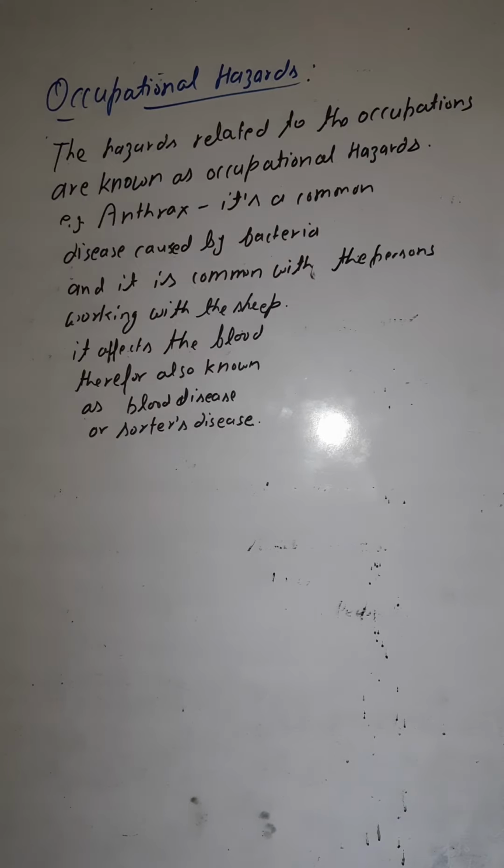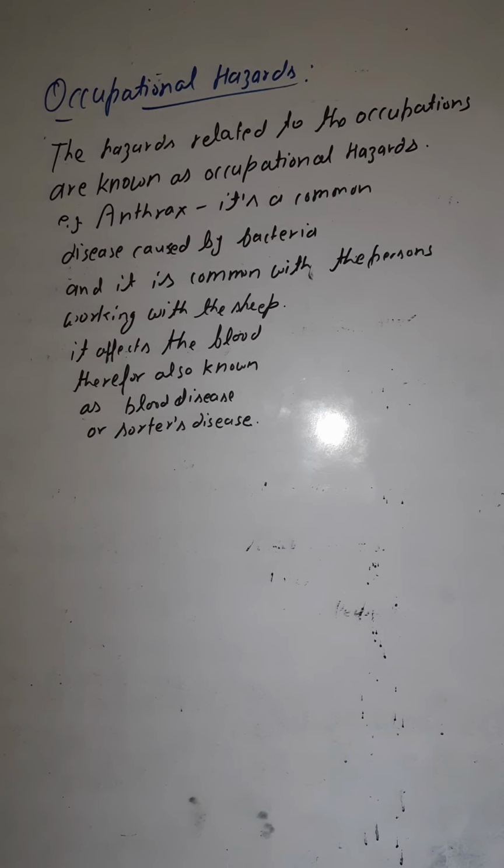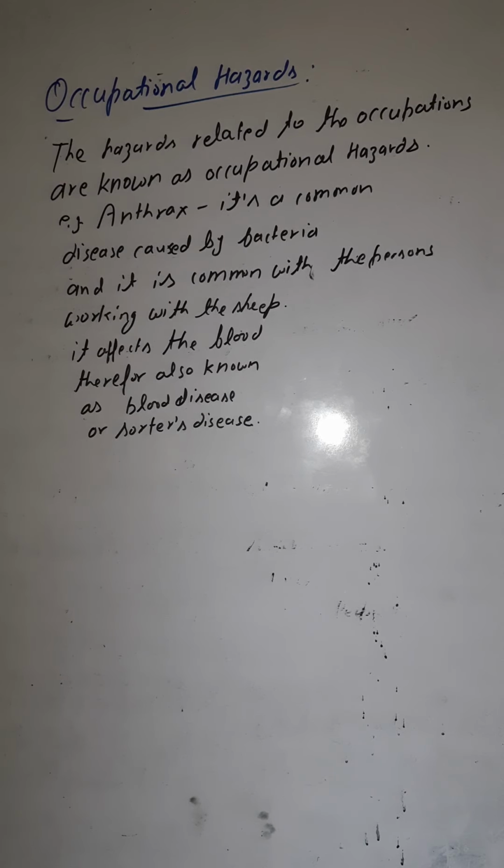Okay, so let's write this. The hazards related to the occupations are known as the occupational hazards. For example, anthrax is a common disease caused by bacteria, and it is common with the persons working with the sheep. It affects the blood, therefore it is also known as the blood disease, or we also call it Sorter's disease. It is caused by bacteria, so it's an occupational hazard, most common when the persons are working with the sheep. So just write it down.